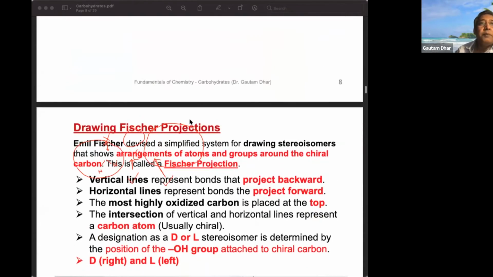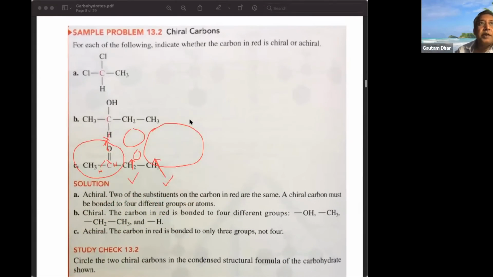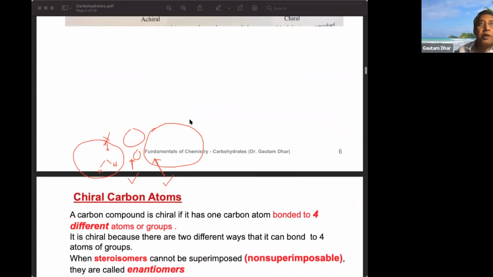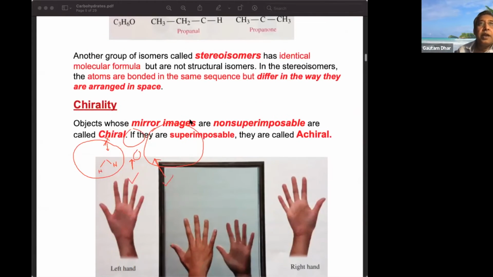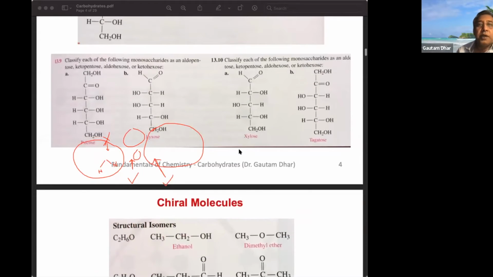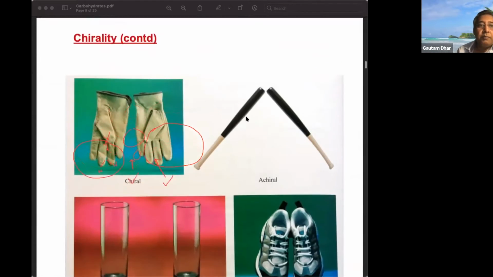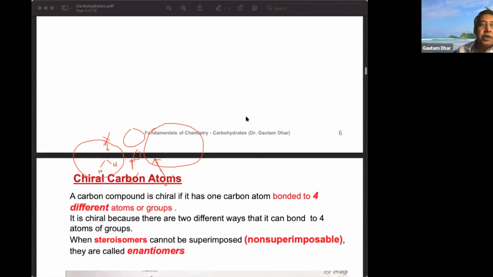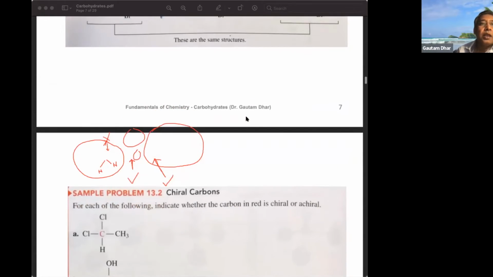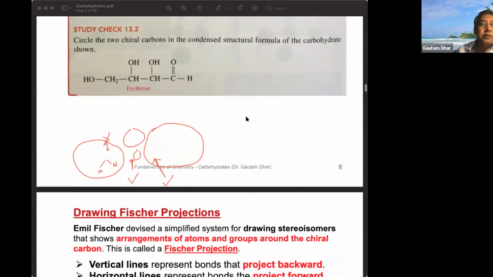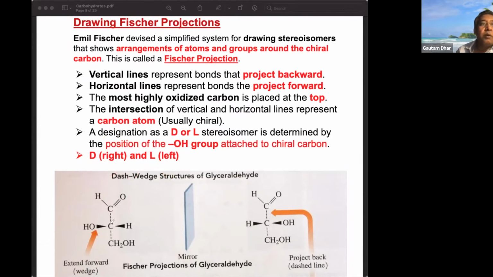Now, drawing Fischer projections. Carbohydrates, as you can see, are pretty complicated molecules, right? There are chiral atoms with all these groups attached to them, and this way of drawing is called a Fischer projection. This is how you do it. You hold the molecule. Carbon has four bonds, and the carbon is actually a tetrahedral molecule.